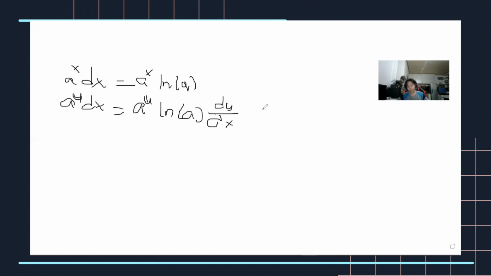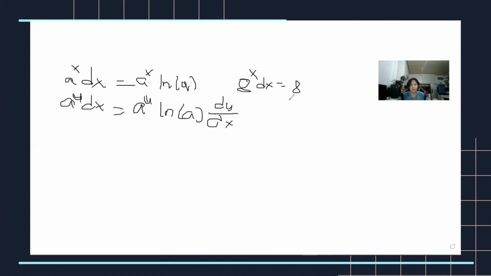The example for the first one is simple. Let's say we have the derivative of 8 raised to x dx. First, let's copy this one, which would be 8 raised to x, then times ln of 8. So that's the answer for this one.